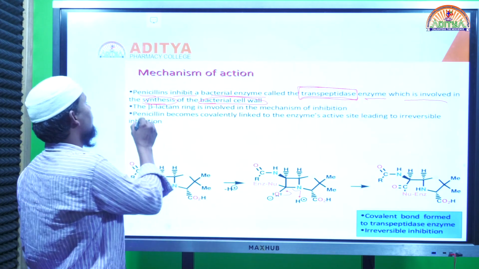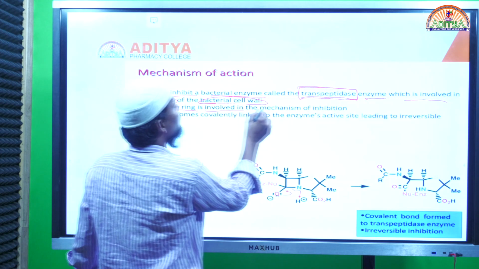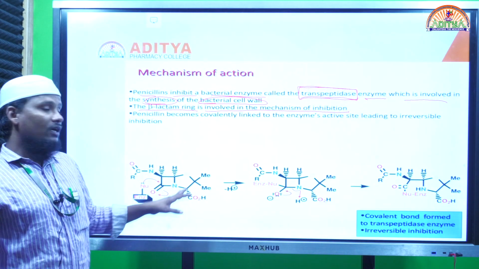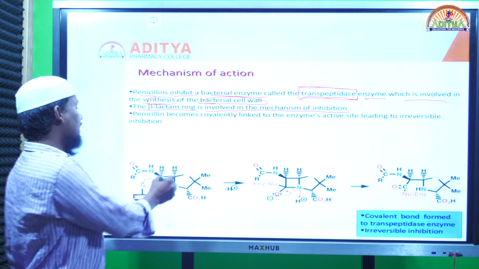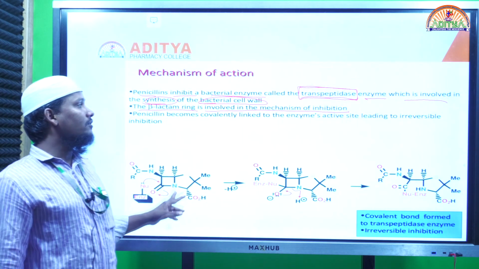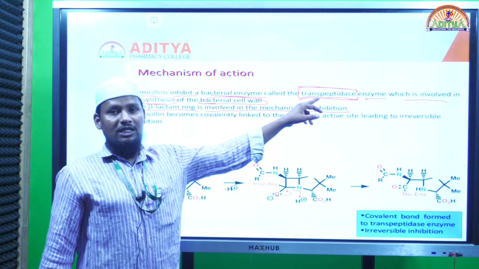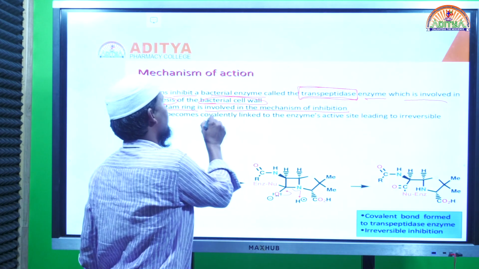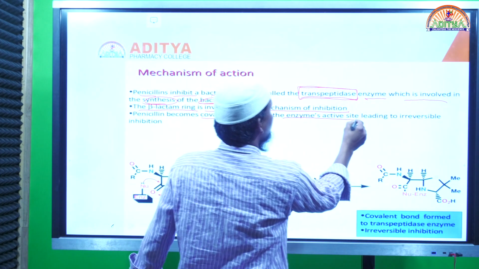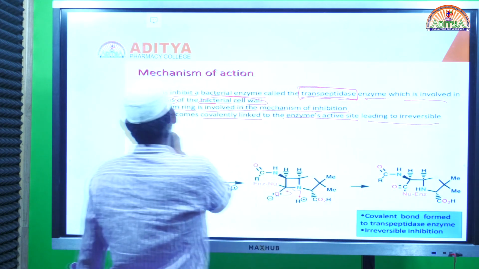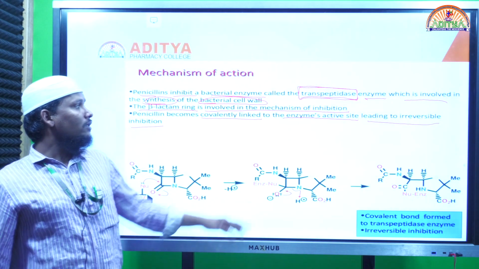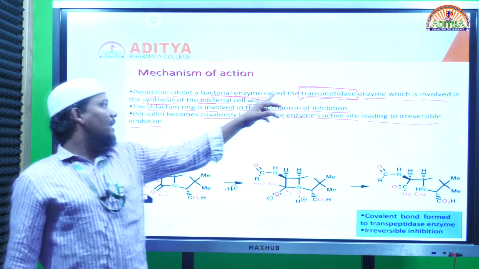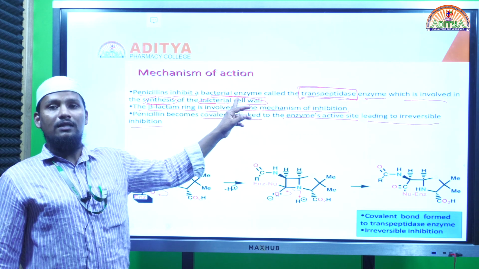Now the beta-lactam ring is involved in the mechanism of inhibition. So this is the structure of a penicillin. In the whole penicillin molecule, the beta-lactam ring is involved in the inhibition of the enzyme transpeptidase. Penicillins become covalently linked to the enzyme's active site, leading to irreversible inhibition. Transpeptidase is an important bacterial enzyme essential for the synthesis of the bacterial cell wall.